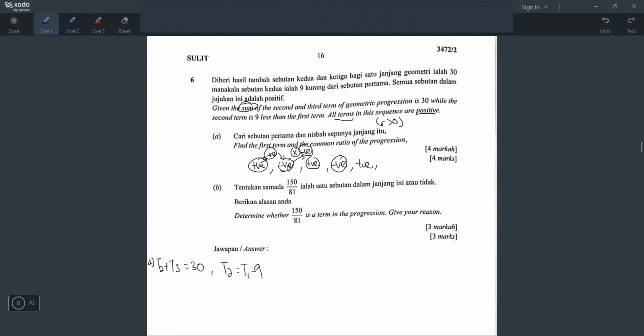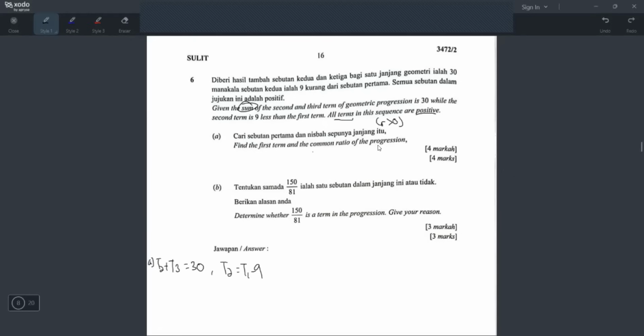So whenever you see a geometric progression that looks like this, one positive, one negative, it means the R is negative. Because only when R is negative, this thing will happen, right? One positive, one negative, like that, right? But since this question says all terms positive, it means definitely your R cannot be negative. Your R must be positive. Because if your R is negative, all terms won't be positive, right?